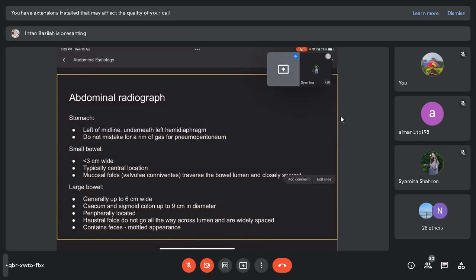Okay, so for bowel gas, we look at the stomach, small bowel and large bowel. So stomach, of course, the normal location is underneath the left hemidiaphragm, and please do not mistake it as a rim of gas of pneumoperitoneum. It's not pneumoperitoneum, it's actually stomach gas. Okay, next is small bowel.